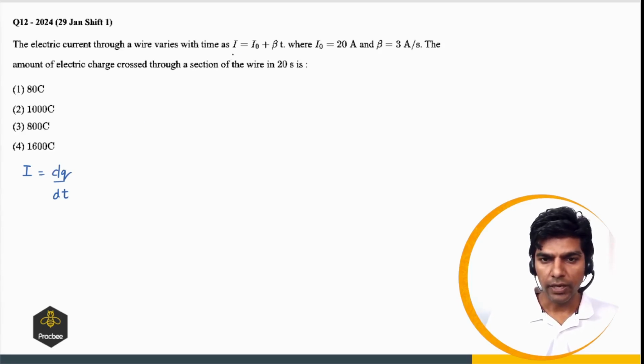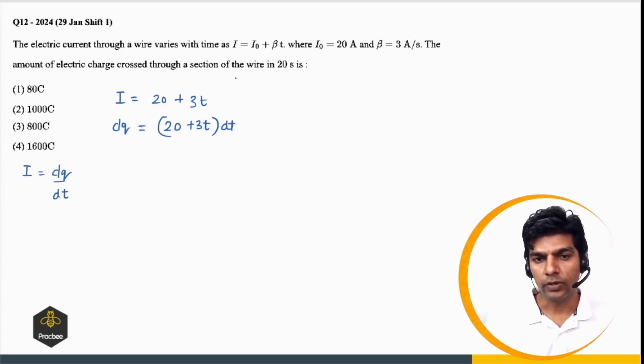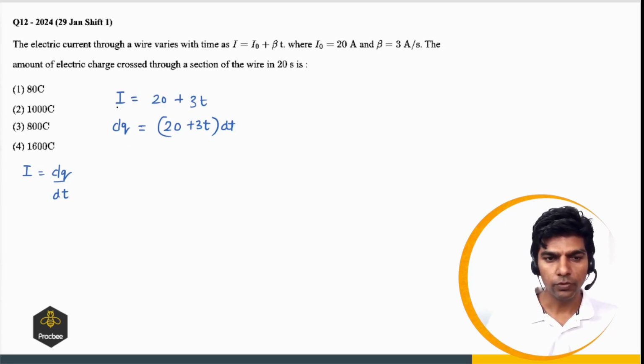Here we have been given I as I naught, which is 20, plus beta, which is 3, times t. Writing I as dq by dt, this can be written as dq equals 20 plus 3t times dt. We have to find the charge that has flowed through the conductor in 20 seconds, so we integrate this. The interval will be 0 to 20 seconds.